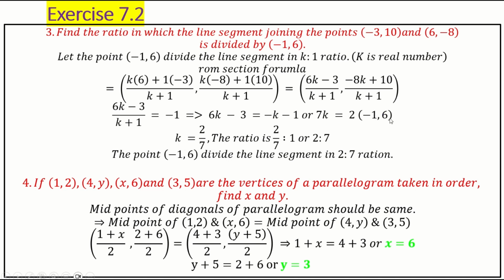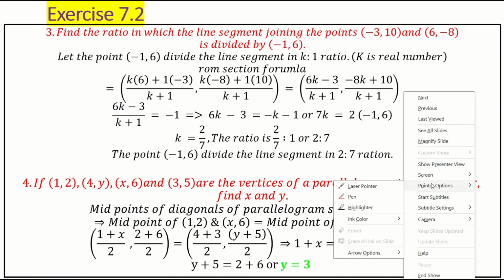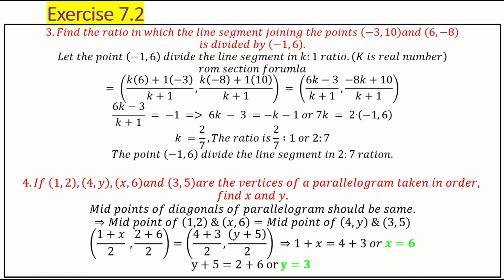Okay, somehow this came wrong here. Okay, yeah. K is 2 by 7, so the ratio is 2:7. Okay, I did a lot of mistakes. Okay, the ratio is 2:7. Okay, the point -1 comma 6 divides the line segment in 2:7 ratio. Now, next one.